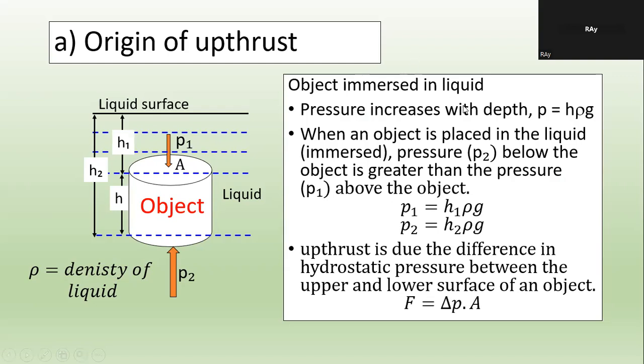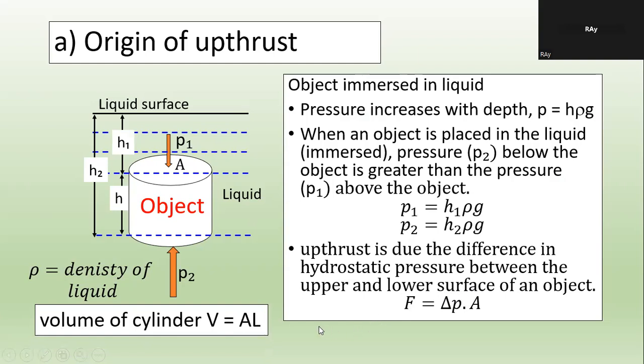So there's our upthrust. Difference in pressure, P2 minus P1 times area. We are using the definition of pressure. Volume of the cylinder is area of the surface times L, or in this case it's H. We are using the definition. Pressure is force over area in this case.